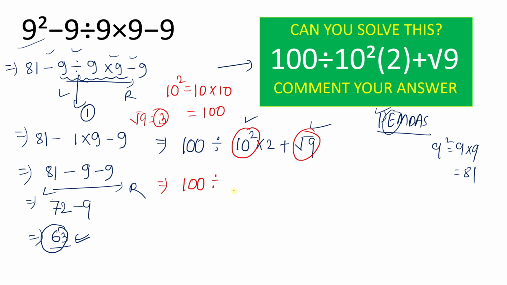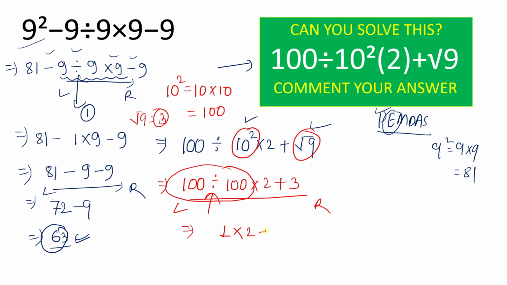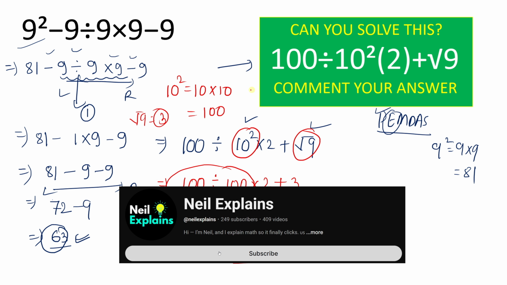100 divided by 100 times 2 plus 3. This is our simplest form. Now we will again do left to right operations, because multiplication and division have the same priority and addition has lower priority. First we solve this division part, 100 divided by 100, which gives result 1, times 2 plus 3. And 1 times 2 gives 2, plus 3, which finally results in 5. So 5 is the right answer for the second question.